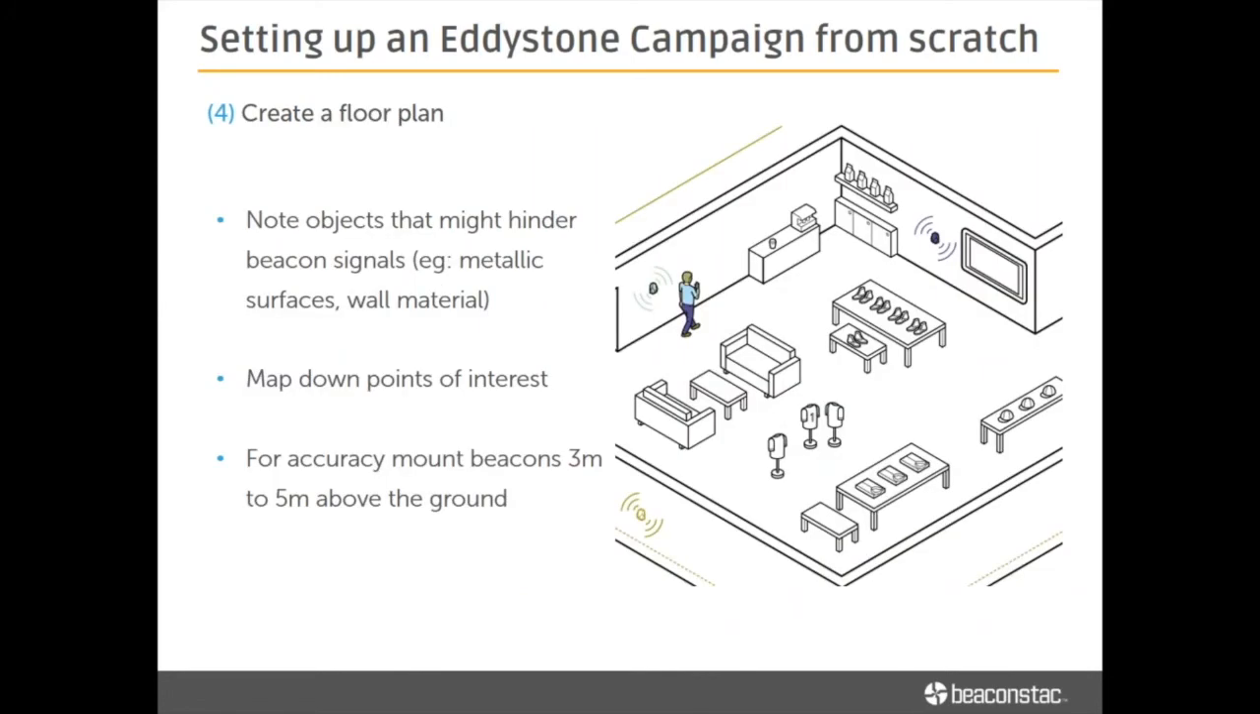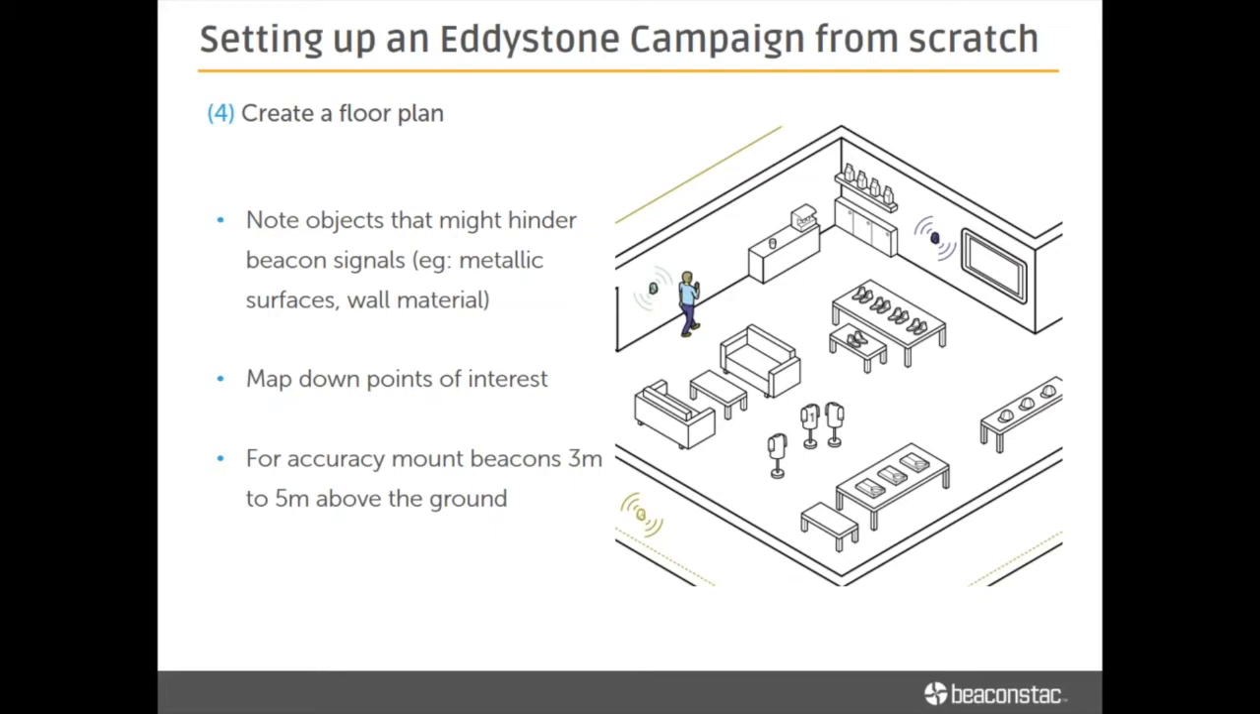Once you've decided what kind of layout you want, you need to create a flow plan. Again, a very important thing to note is that you have to keep in mind that beacon signals are affected by interference. They are hindered by metallic surfaces, water, plaster, a lot of things affect beacon signals. So you need to keep all of that in mind. The next thing to do is map down the points of interest, which are the locations you want to interact with your customers the most. And for the maximum accuracy, you should place beacons somewhere between 3 meters to 5 meters above the ground. Not very high, not very low.